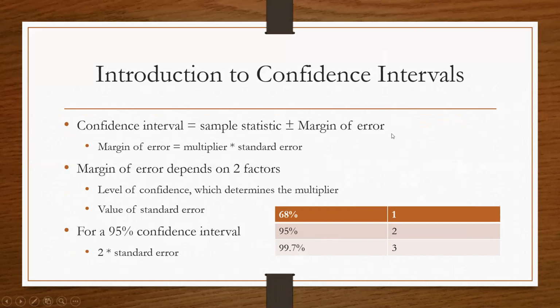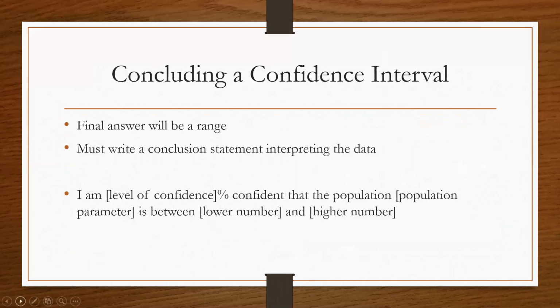So you always have to be careful looking at what they have given you, because there are times where they give you the margin of error, and that can trip people up because they multiply it by the multiplier, or they give you the standard error and people think that is the margin of error. So just always be careful with stuff like that. Including confidence interval, all this stuff you've done before. I am however percent confident that the population parameter is in between the lower number and the higher number.